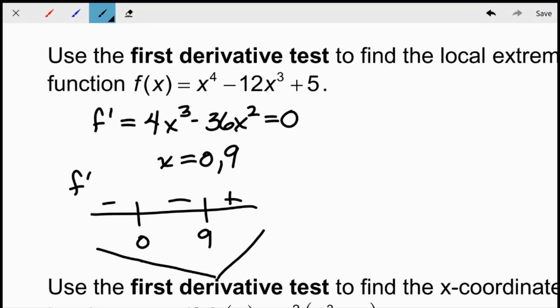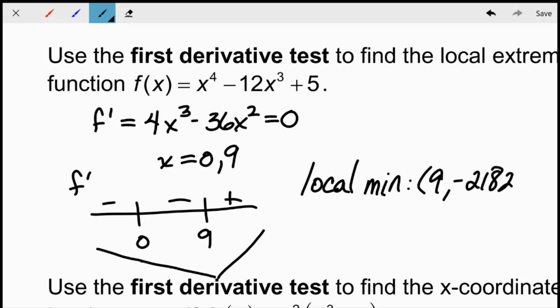So in this case, I would say there is a local minimum, and it would be at the point where x is 9, and it turns out the y value here is a pretty big number. It's negative 2,182. Okay, so there's a local minimum at that point, or you could say f of 9 is equal to negative 2,182. But that's all it is with the first derivative test.